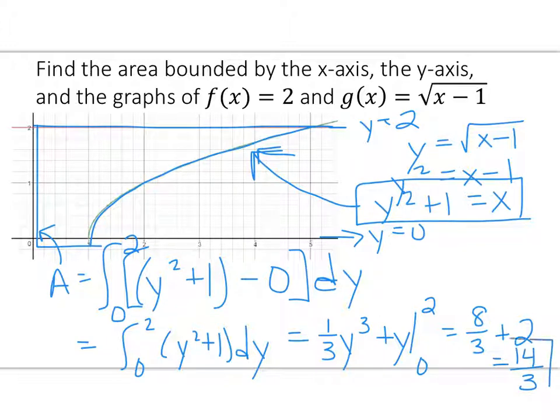So this is the exact same area that we got when we integrated with respect to x, but my work was a little bit shorter here when I integrated with respect to y. We want to be able to do both because for some problems, one method is going to be easier than the other.